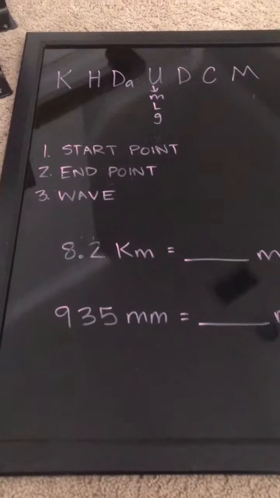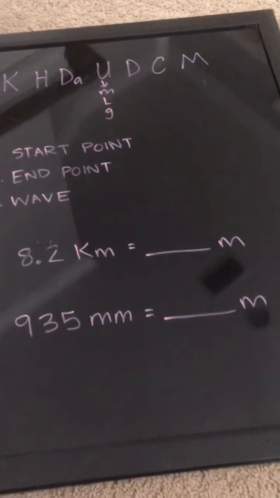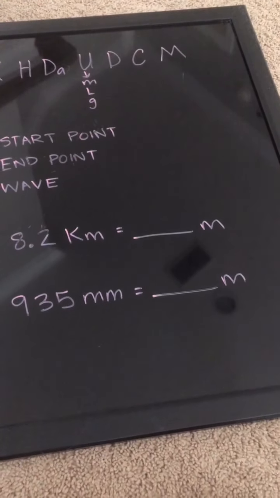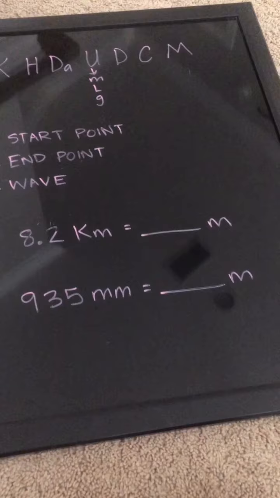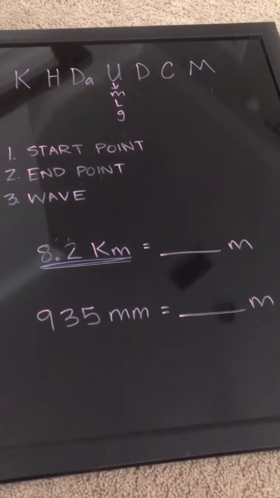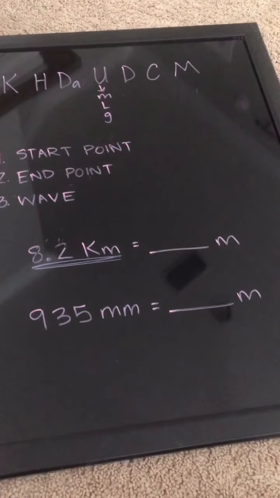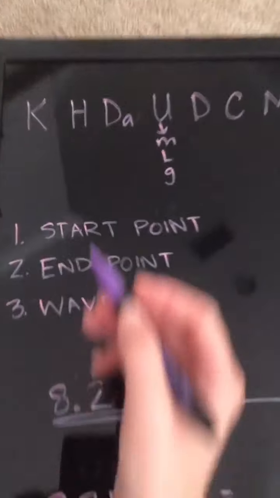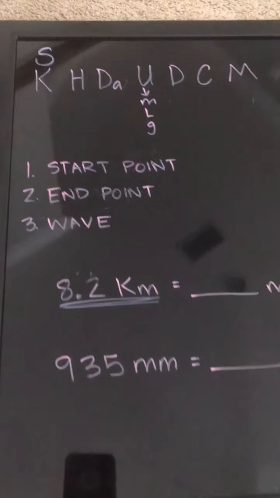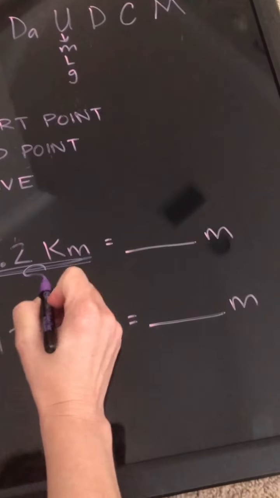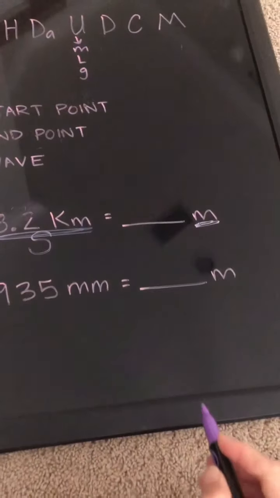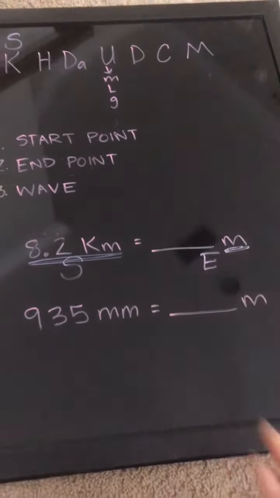So one of our problems from today's lesson is 8.2 kilometers equals how many meters? So this is my start point because this is what I know that I have. So I know I have 8.2 kilometers. So I'm going to go up here and I'm going to put an S above the K because that is my start point. Now I'm trying to get, so here I have an S for start point. Here I'm trying to get to meters, so this is my end point.